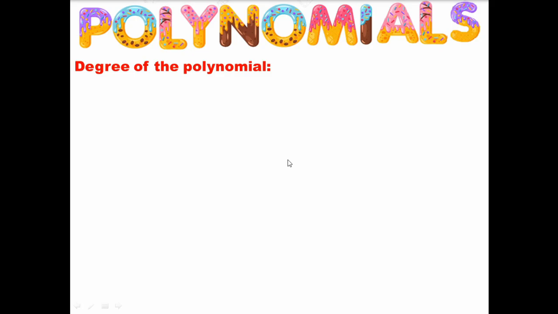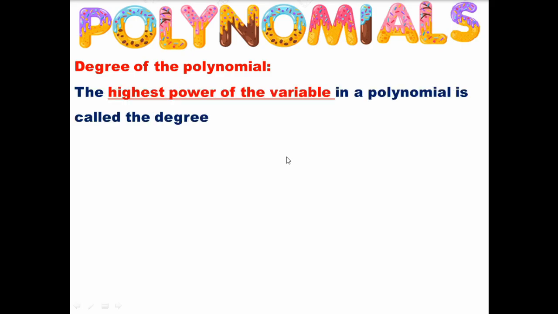Degree of a polynomial. The degree of the polynomial is nothing but the highest power of the variable in the polynomial. The highest power of the variable, that is called the degree of the polynomial. Listen to it carefully because the degree of a polynomial plays a very significant role, right?